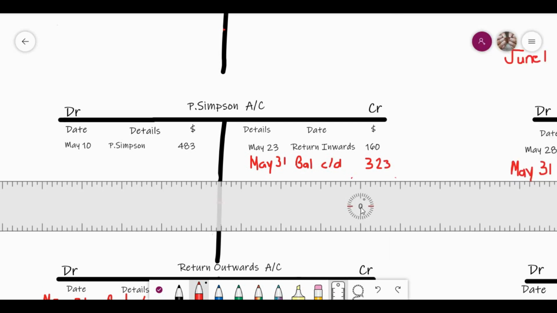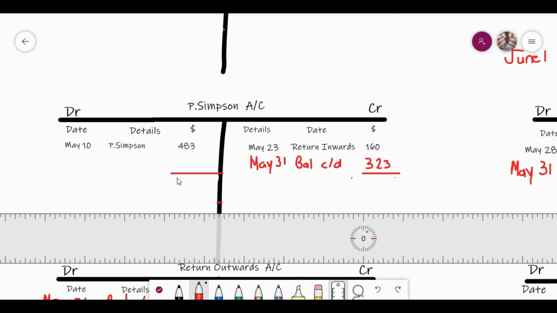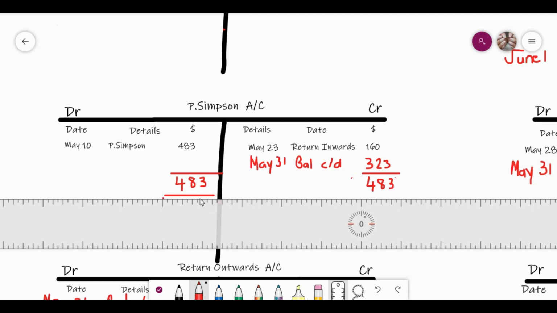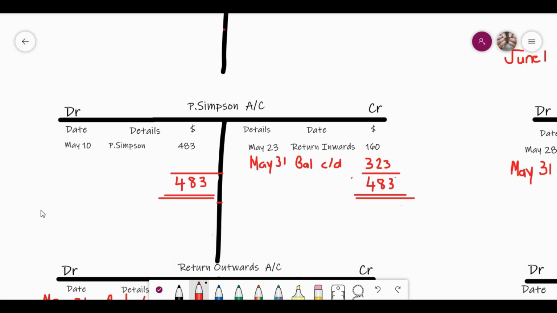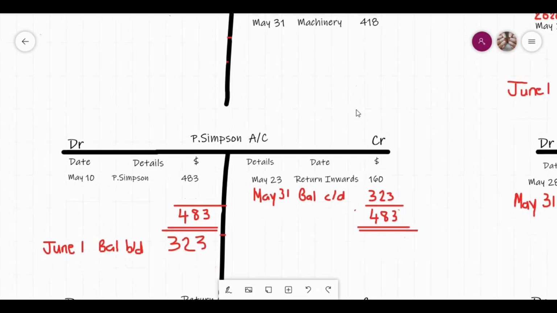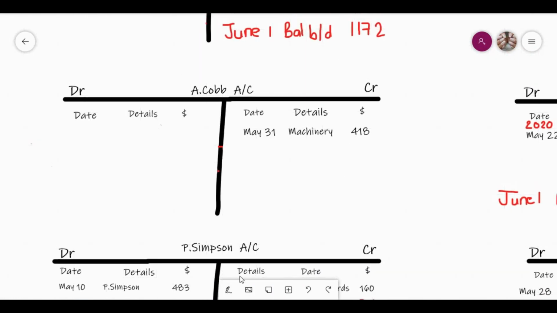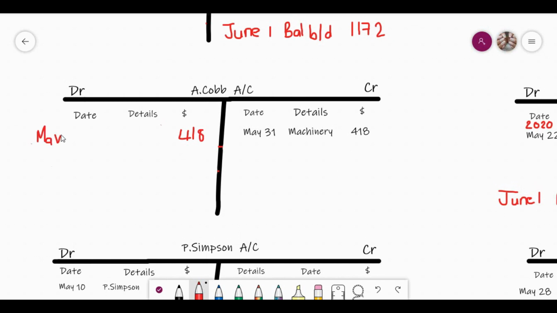So balance CD 323, total it, double line it, write the balance BD and its details on the opposite side. So this is our last account.